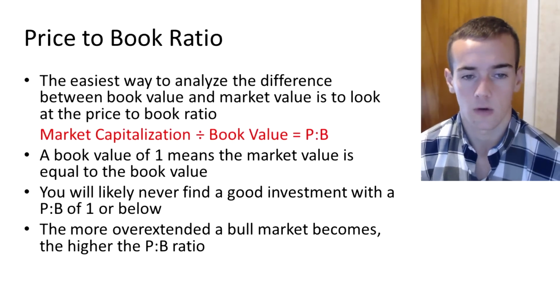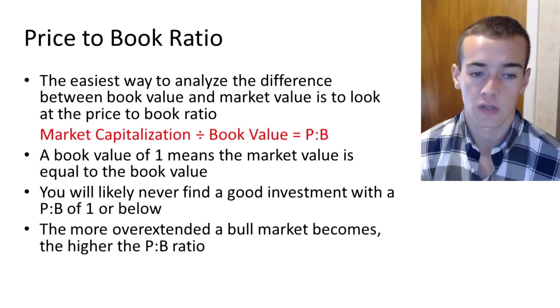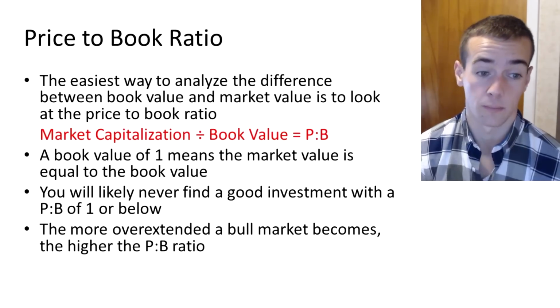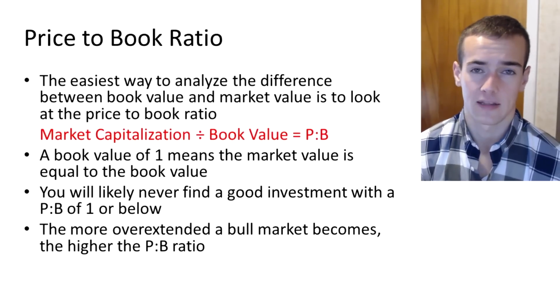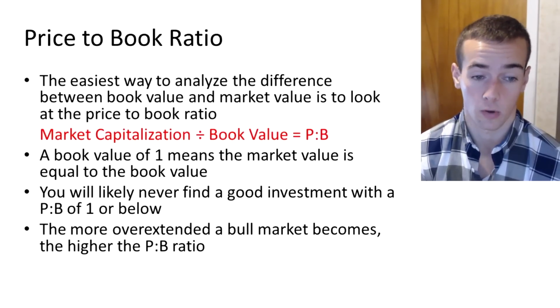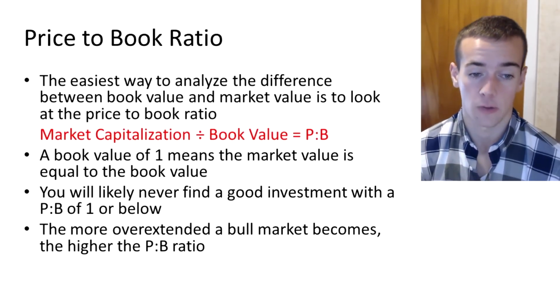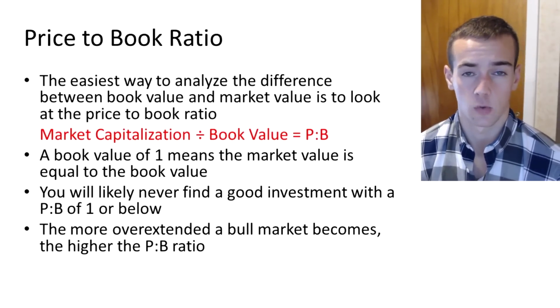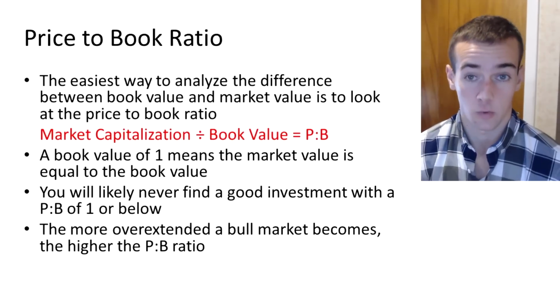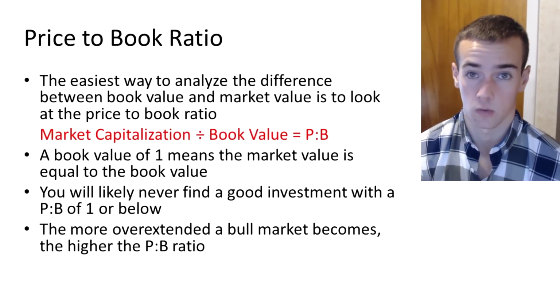So a price to book ratio of 1 means the market value is equal to the book value, and you will likely never find a good investment with a price to book ratio of 1 or below. You're going to find them typically much higher than 1, especially in a bull market. Now, the more overextended a bull market becomes, the higher the price to book ratio becomes. And this is really the difference between what the actual underlying value is of those tangible assets and what the market is willing to pay.